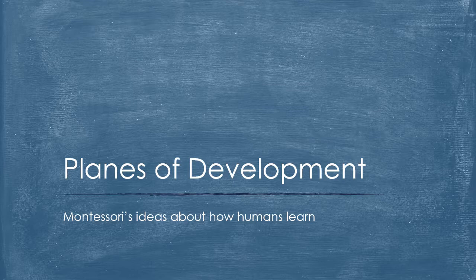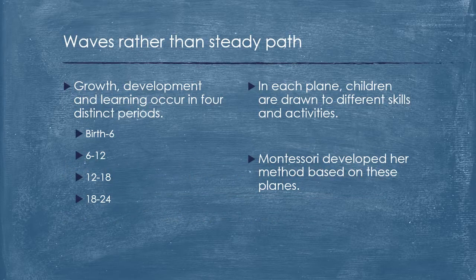So planes of development is what Maria Montessori termed as her way of tracking human development, learning components. She felt like through her observations of children that development occurred in waves versus a steady path. A lot of the growth charts that you'd see prior to Maria Montessori would just start at birth, and you grow and grow until you're an adult, and then you streamline until you're off the chart.